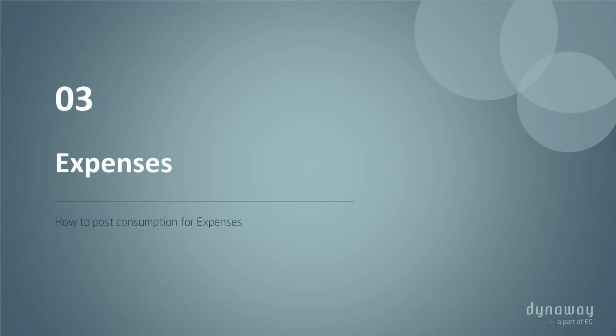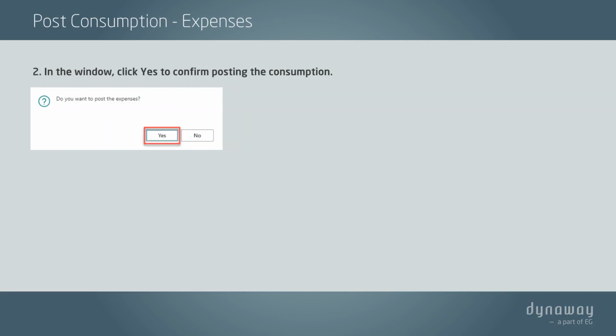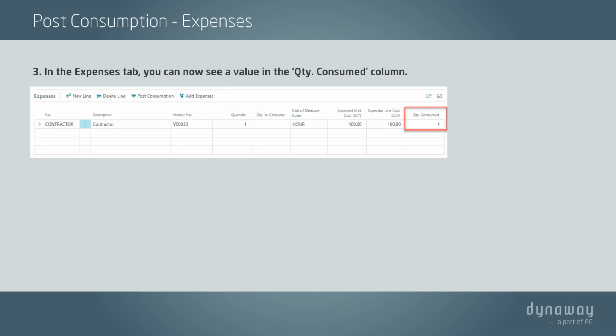How to post consumption for expenses. In the Expenses tab on a work order, select the button Post Consumption. In the window, click Yes to confirm posting the consumption. In the Expenses tab, you can now see a value in the Quantity Consumed column.